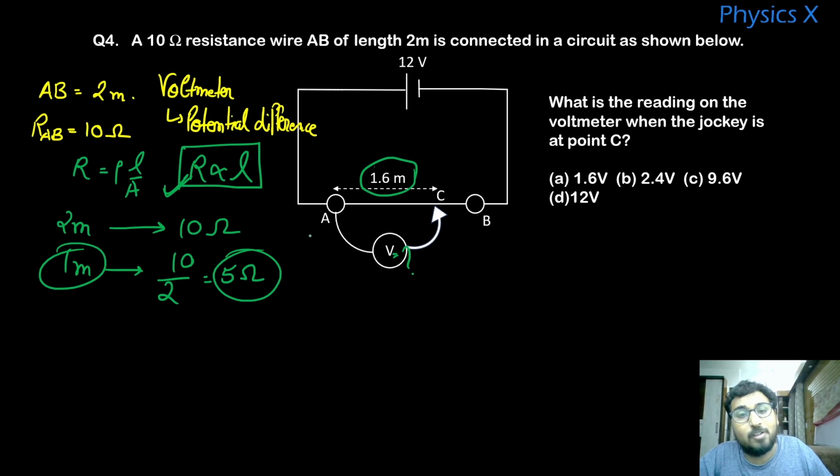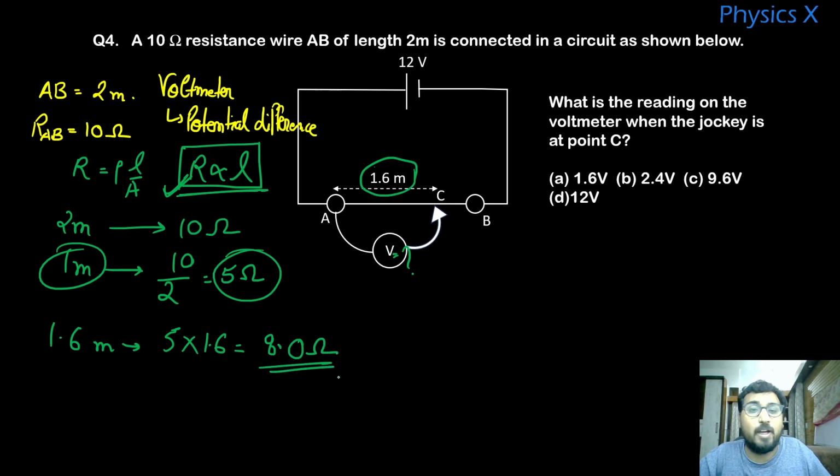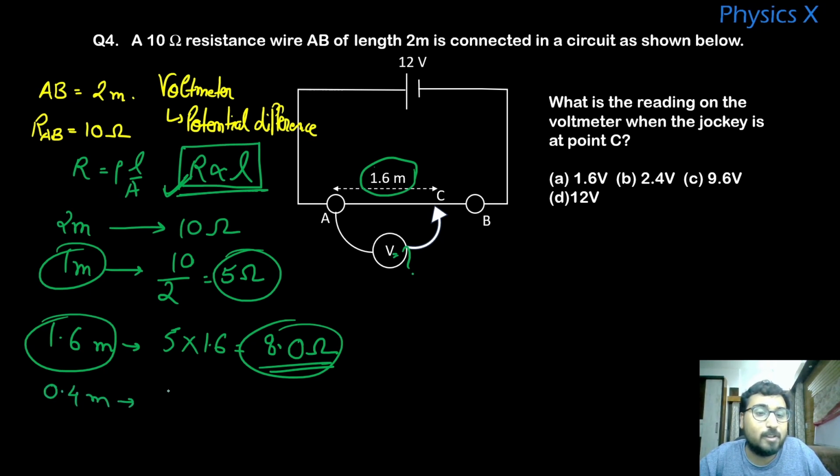So what will be the resistance of 1.6 meter by the unitary method? Because there is a linear relation, I can use the unitary method. It will be 5 into 1.6, which is 8 ohms. So 1.6 meter has 8 ohm resistance. What is the remaining length? It is nothing but 0.4 meter. That means the resistance is total 10 ohm minus 8 ohm, which is 2 ohm.